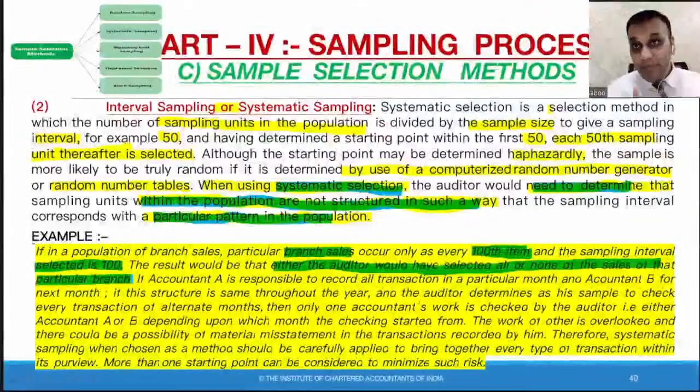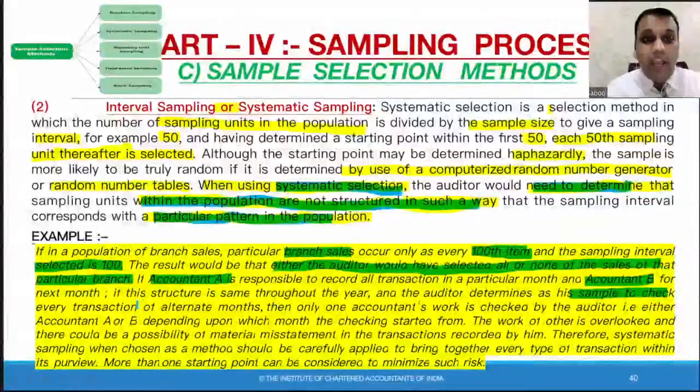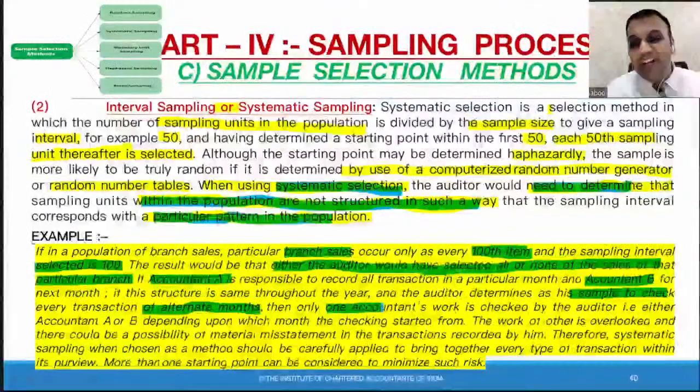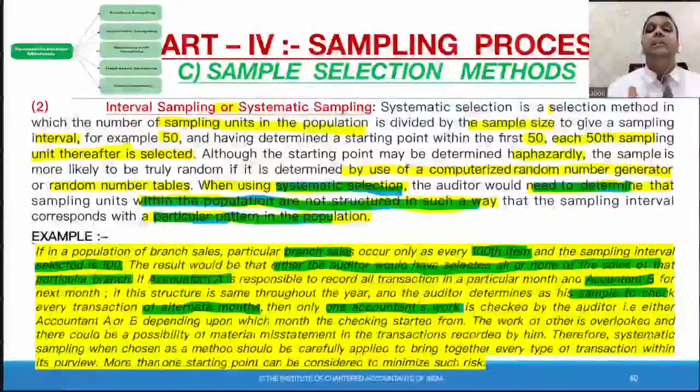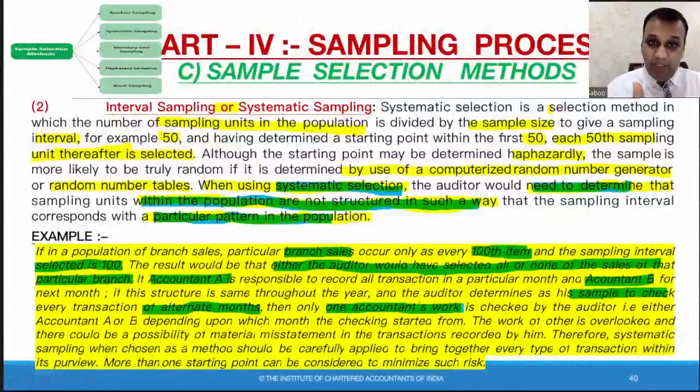So we have to take care that if there is a particular pattern in the population, interval sampling might not yield good samples. So if accountant A is responsible to record all transactions in a particular month, and accountant B, another example, the next month, if this structure is the same throughout the year and the auditor determines a sample to check every transaction of alternate months, then only one accountant's work is being checked by the auditor. He says, I'll be checking alternately from January every sales invoice in the sales ledger. So he is going to check only accountant A's work. Accountant B might have been making mistakes, but that is out of my sample now. So I have to make sure that while going for systematic sampling, there should not be a particular pattern in the population.